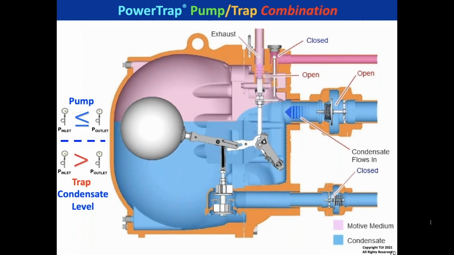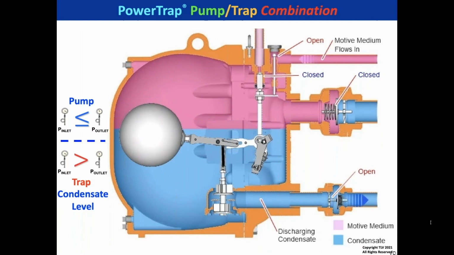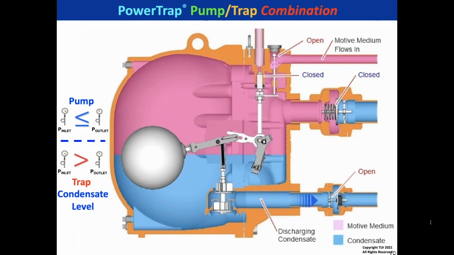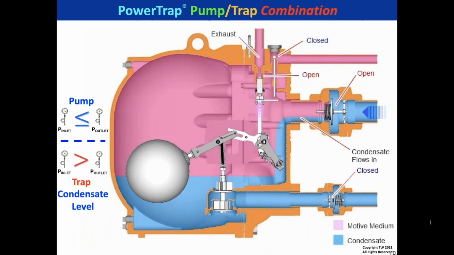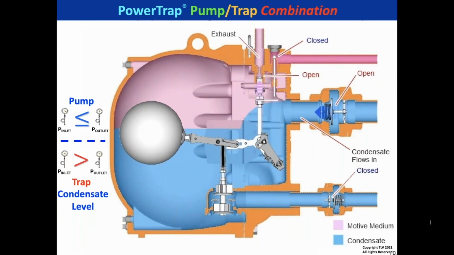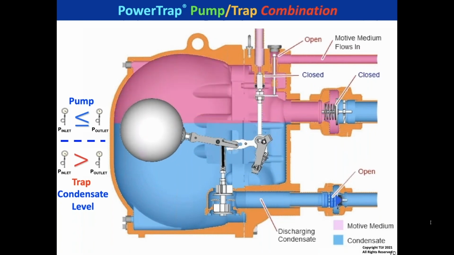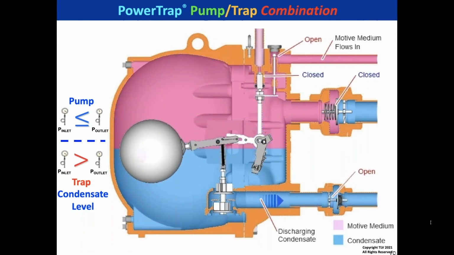Now the condensate elevates up. It indicates a negative differential. We're bringing steam in to push the condensate out. And there's a cycle. Let's see it again. So we're venting out now. The exhaust valve is open. Now we're going to pressurize the body with motive steam and discharge it out.